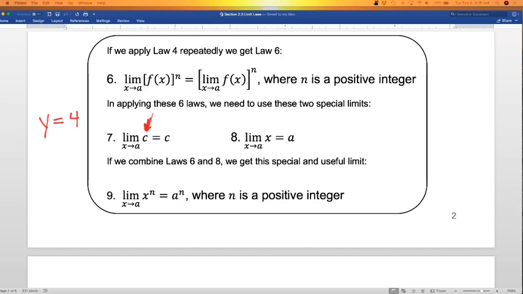The limit as x approaches a of x equals a. Okay, that's just the line where y equals x. So you're always approaching whatever x value you're at.